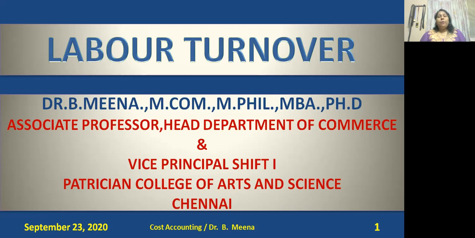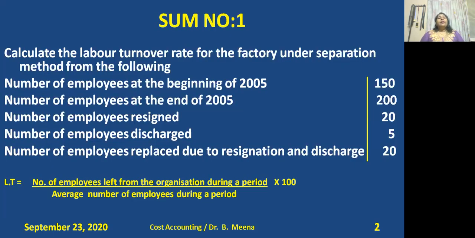Let me check the problems under labor turnover. Calculate the labor turnover rate for the factory under separation method from the following. Number of employees at the beginning, 2005, 150 is given. And then number of employees at the end, at 2005, is 200 is given. So at the beginning, 150, at the end, 200 is given.